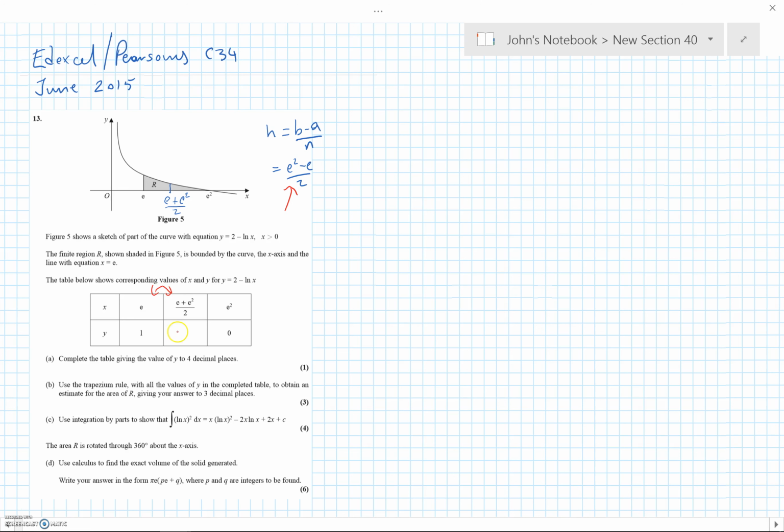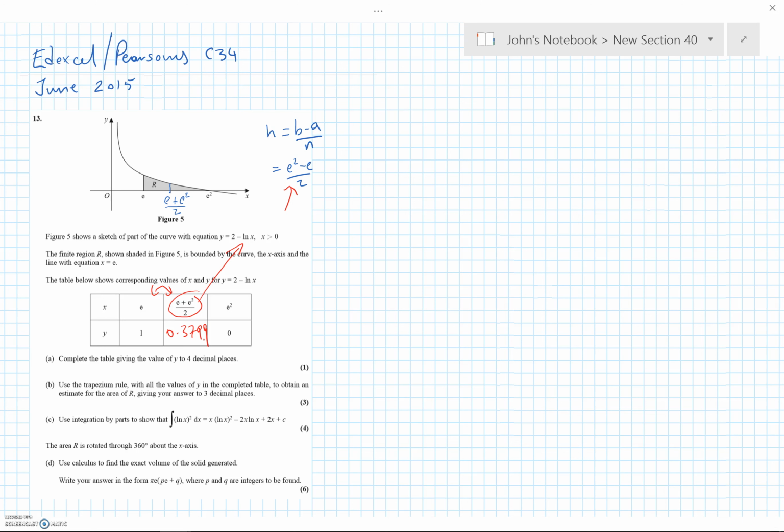Anyway, first things first, all we have to do for part A is complete the table, so we're just putting that number in there. It wants it to 4 decimal places, so that's 0.999, there we go. Right, okay, so that's the first question.